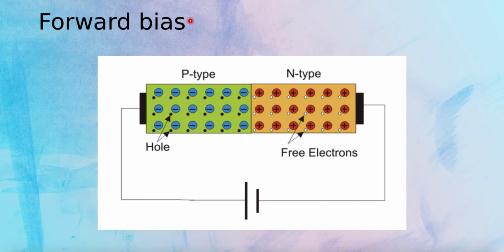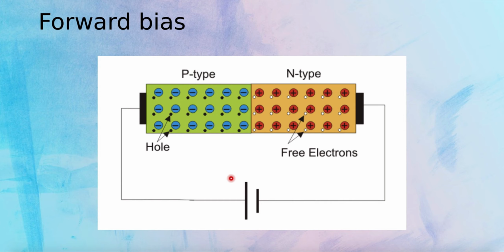So now we will see what forward bias is and how forward bias helps in conduction of electricity in the diode. In forward bias, we make it conduct current by applying a positive potential difference by means of a battery. We ensure that the positive terminal of the battery is connected to the p-type and the negative terminal of the battery is connected to the n-type.